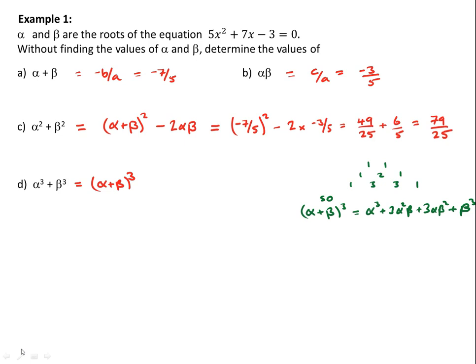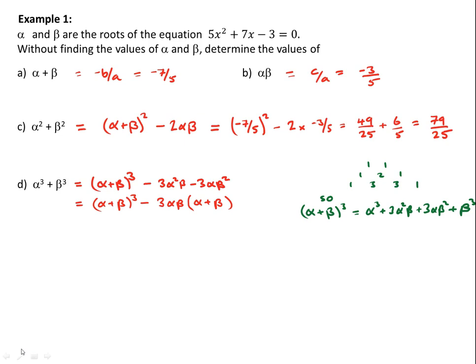So alpha cubed plus beta cubed is going to be the same thing as alpha plus beta all cubed, but we need to get rid of the 3 alpha squared beta and the 3 alpha beta squared. The terms that we're getting rid of have got a common factor of alpha beta, so we can rewrite this as being alpha plus beta cubed minus 3 lots of alpha beta times by alpha plus beta.